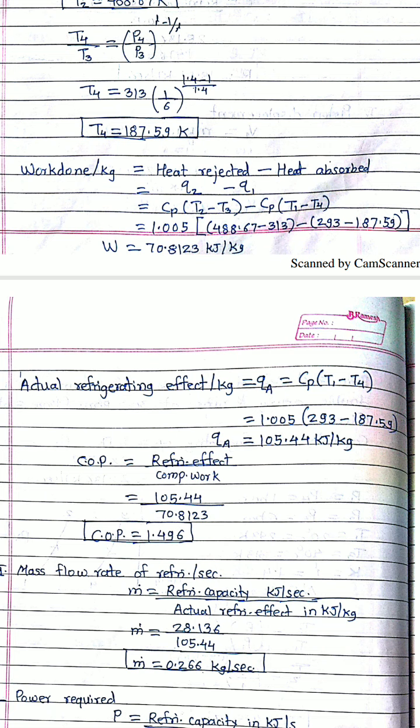Now the COP is equal to refrigeration effect divided by compressor work. So the refrigeration effect is 105.54, which is the actual refrigeration effect, and work done is 70.81. So the coefficient of performance for a Bell-Coleman cycle is 105.44 divided by 70.81. So the COP value is 1.496.